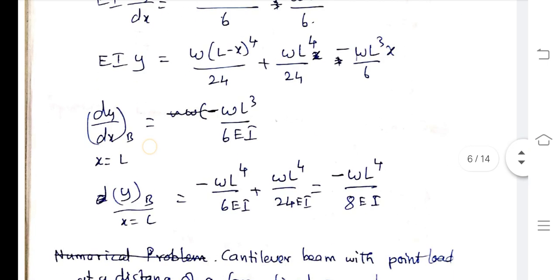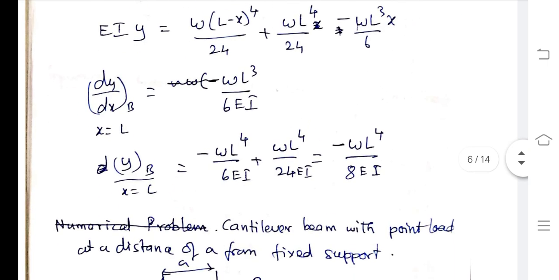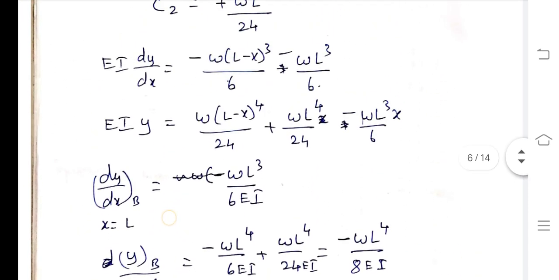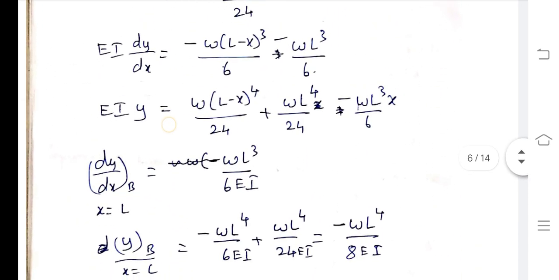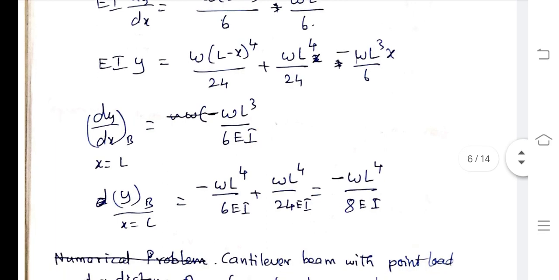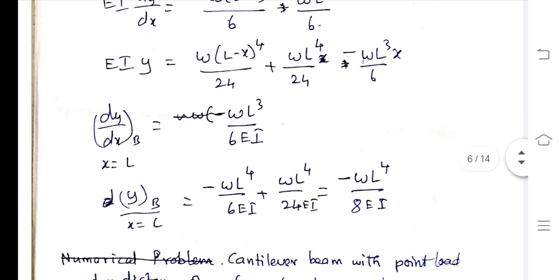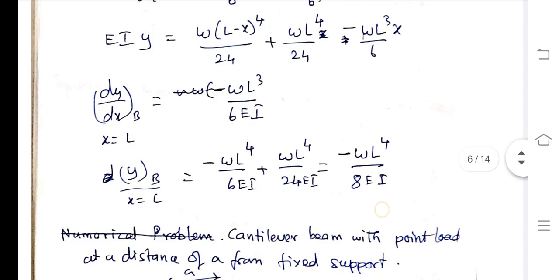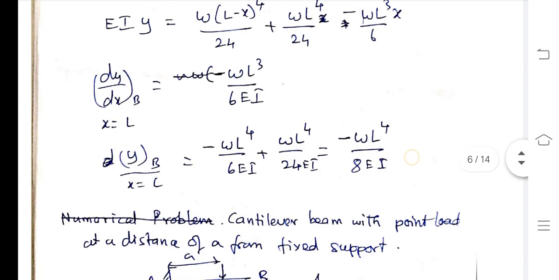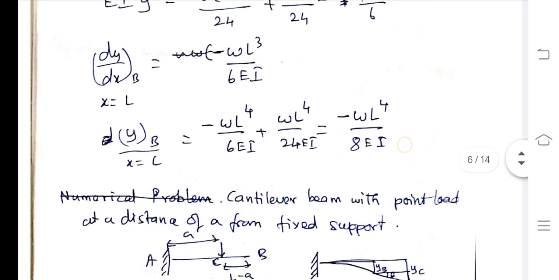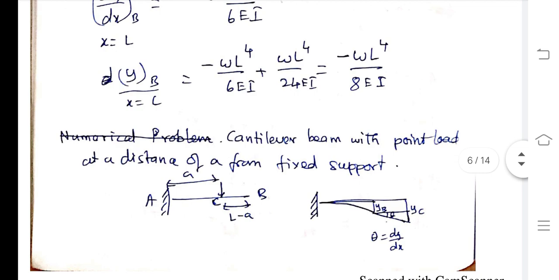Then at the free end, x is equal to L. Substitute in the slope equation and deflection equation, and you will get the corresponding values. So here for a cantilever with UDL, the slope at the free end is WL cube by 6EI, and for deflection it is minus WL power 4 by 8EI.